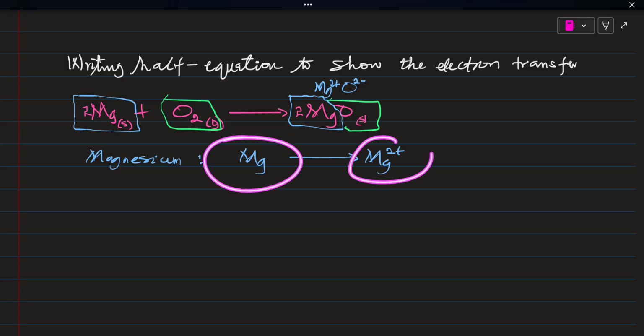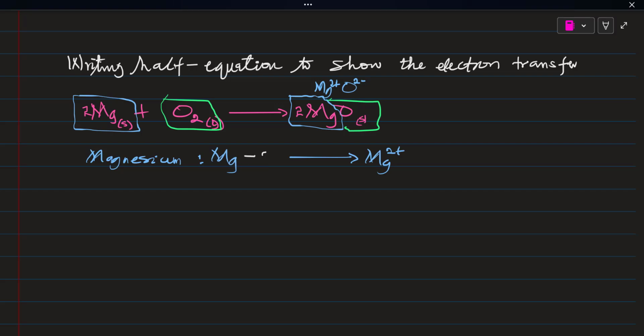This magnesium here becomes magnesium ion here. How? Because it loses electrons. So that electron that is lost, we have to show it. So magnesium loses how many electrons? 2 electrons. So this minus means it loses 2 electrons. So if you write it this way, it is fine.